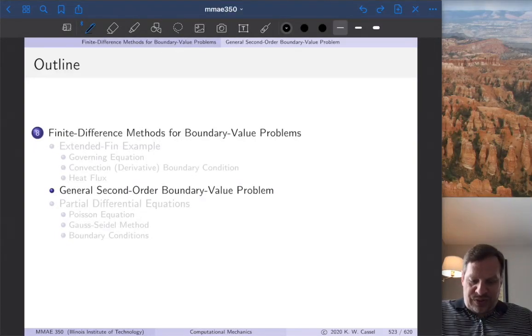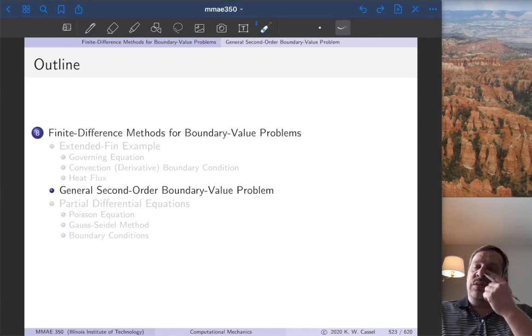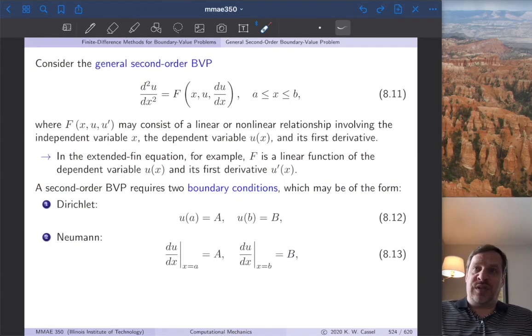All right, so in the last video we looked at a specific example of the extended fin problem, and now we're going to look at more general ODE. So nothing new in this video, just kind of a recap and pulling it all together in terms of the equations, the boundary conditions, and so on. And then we'll look at a specific example.